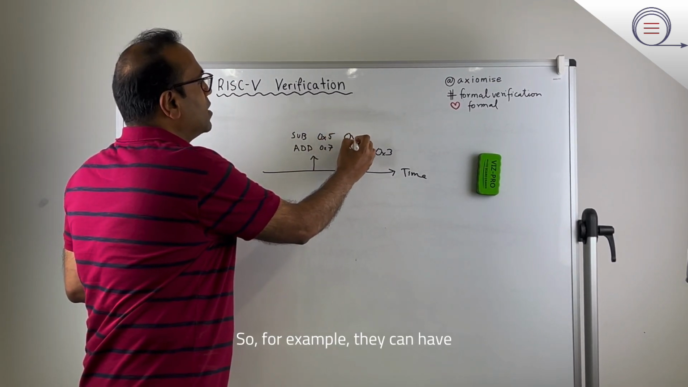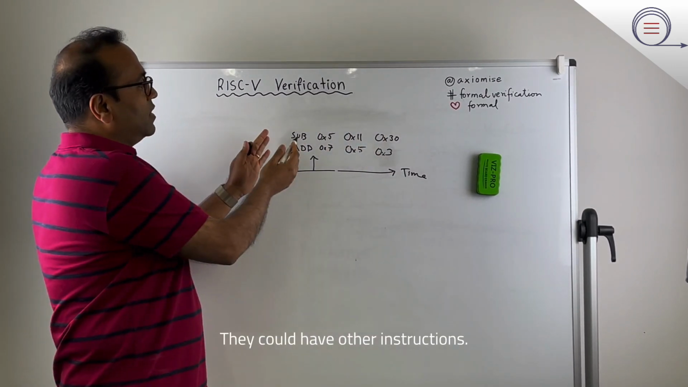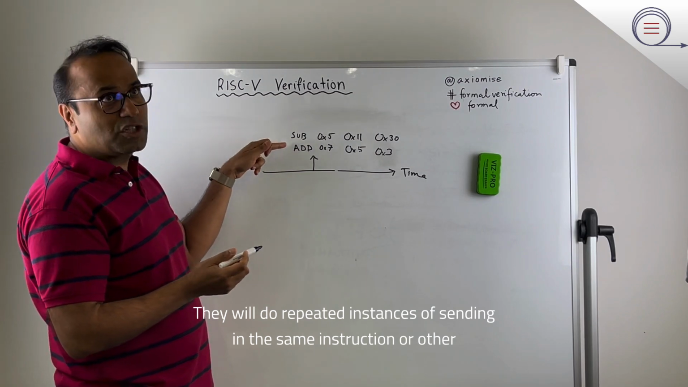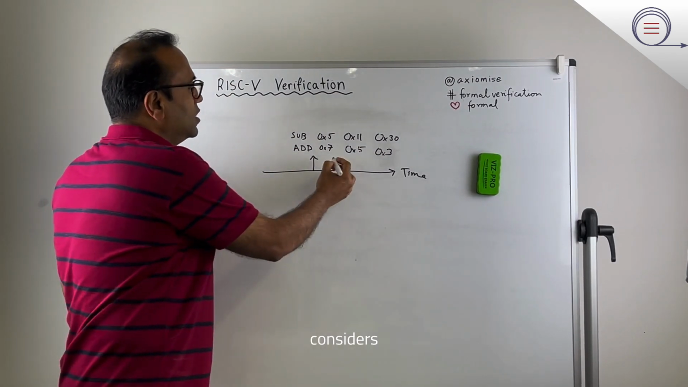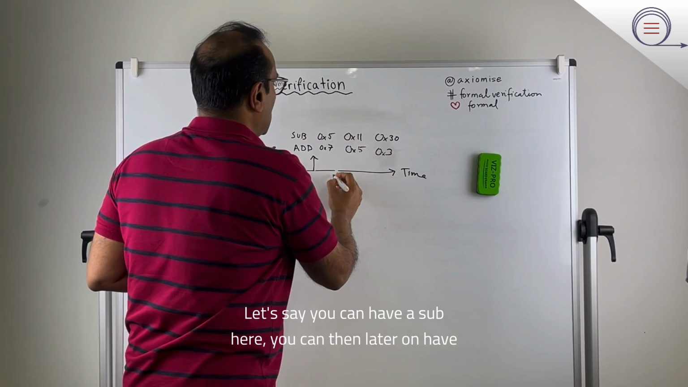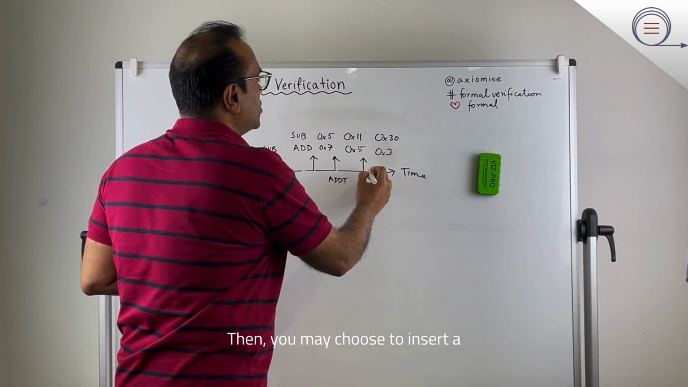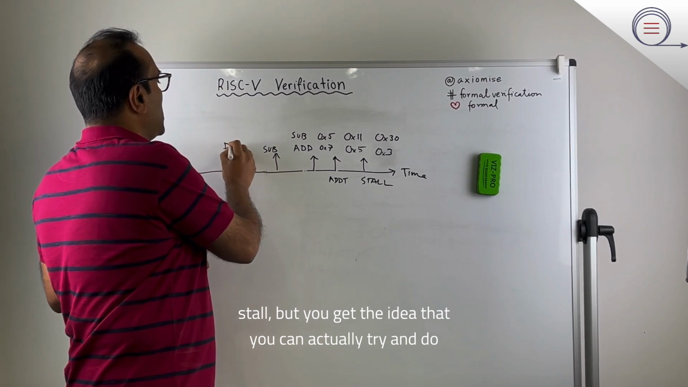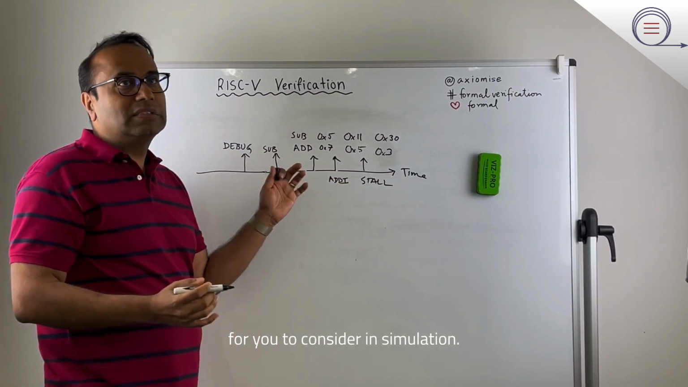So for example, they can have a subtraction instruction. They could have other instructions. So they will jumble them up. They will do repeated instances of sending in the same instruction or other instructions, but with a specific payload. So what happens is that simulation considers that you have an add here. Let's say you can have a sub here. You can then later on have an add I here. Then you may choose to insert a stall, but you get the idea that you can actually try and do different things, but there are way too many interleavings for you to consider in simulation.